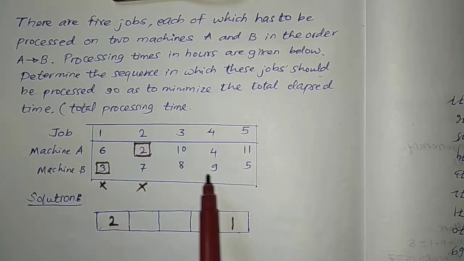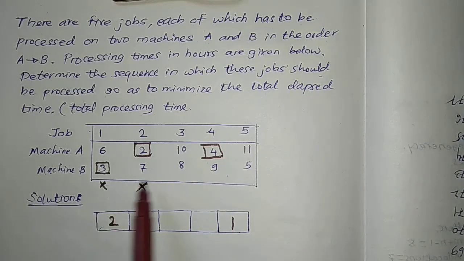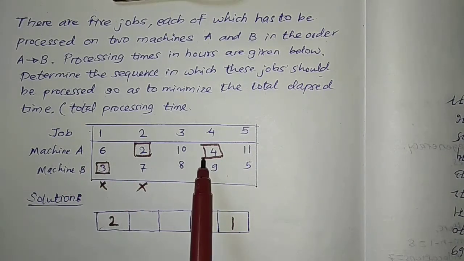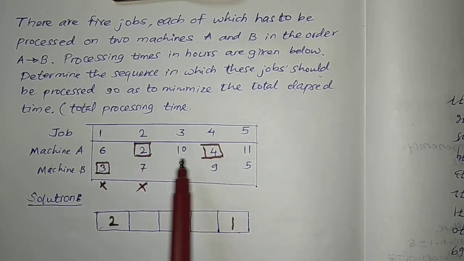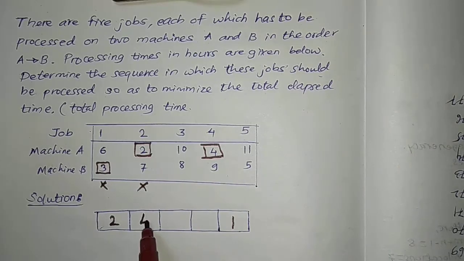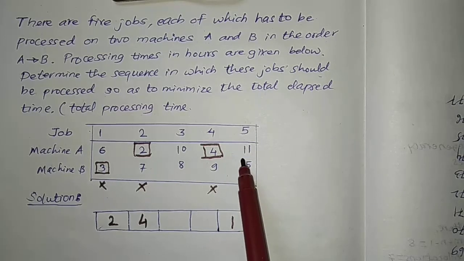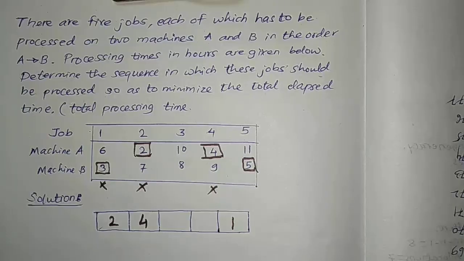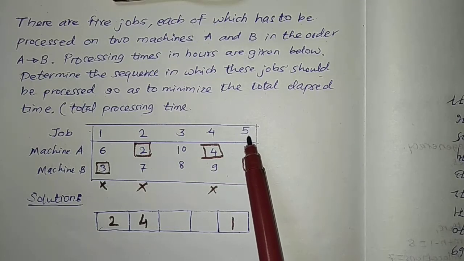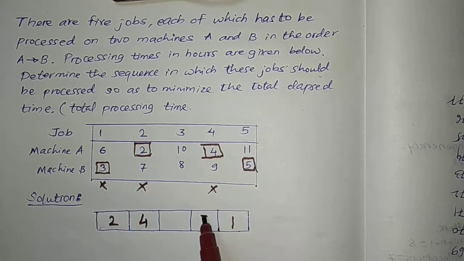Now in the remaining processing times, the next smallest processing time is 4 hours. So it is for job number 4 and it lies on the first machine. So if it lies on the first machine, then write that job number at the extreme left position. So this is job number 4. Now I will eliminate this job number 4. Now in the remaining processing times, the next smallest processing time is 5. So it is for job number 5 and it lies on machine 2, that is the second machine. So I will write job number 5 here.